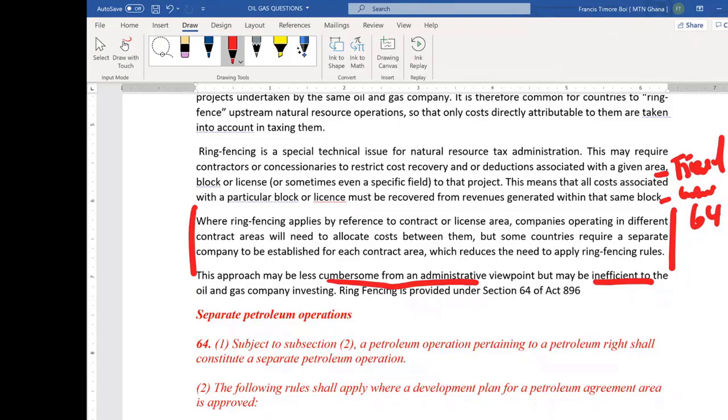If we allow them to set up separate companies, it will be less cumbersome for the tax authorities. So you discover oil here, we ask you to go and register for a company. You discover another one, you register. Why do you think it will be easy for tax authorities, but it will be difficult for the companies?